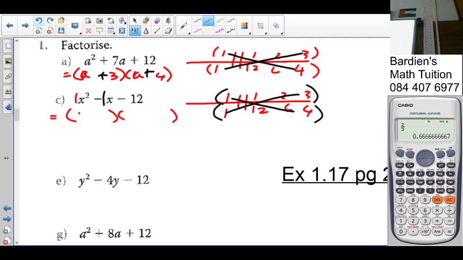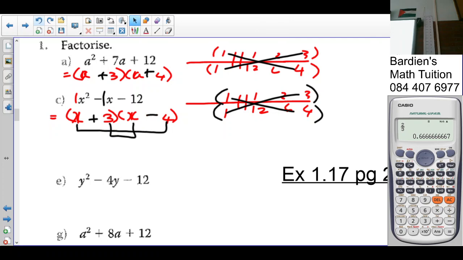In the bracket goes a 1 and a 3, a 1 and a 4. So there's an x and an x. What about our signs? 1 plus, 1 minus. The bigger one must be negative. So that's going to give you 4x and that's going to give you 3x. It's minus. Okay, you all agree with that?